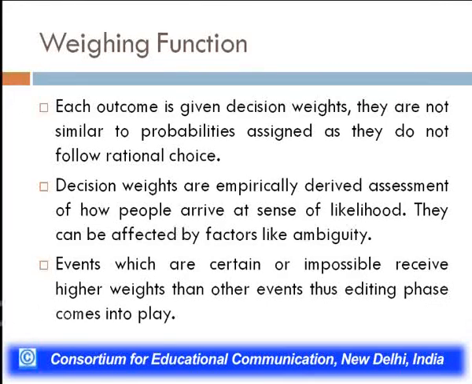Events which are certain or impossible usually receive higher weights than other events, thus the editing phase comes into play. While framing the problem or the alternatives, the kind of weightage we give to those options decides whether we will give more or less weight to an alternative. Low probabilities are overweighted while high and medium probabilities are subjectively underweighted. Something which is unlikely to happen has more impact on our decision making.